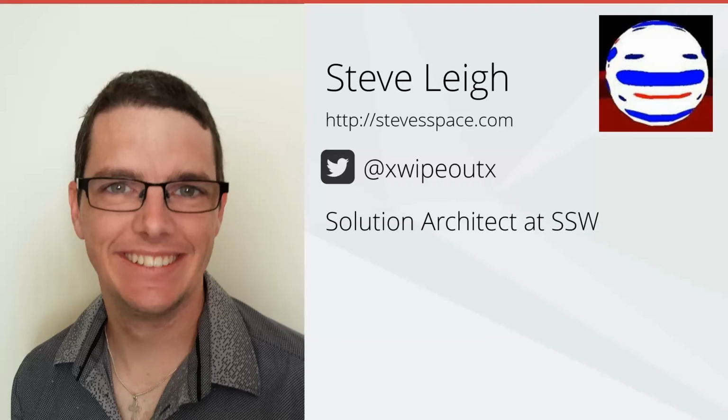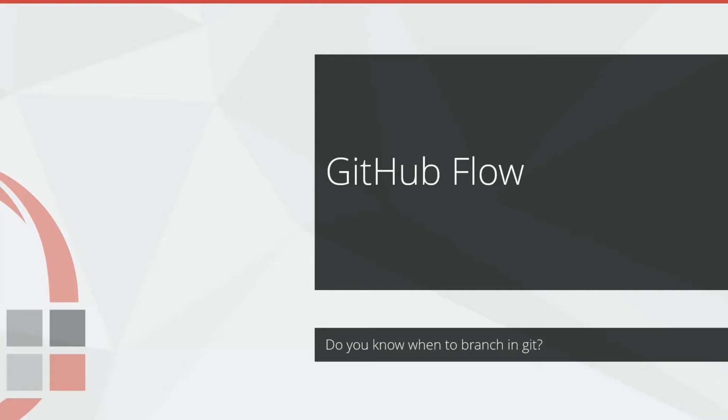Hi there, my name's Steve, and today I'm going to give you a quick tour of GitHub Flow, a branching strategy to improve your team's throughput, reduce build issues, and deploy to production much more frequently.